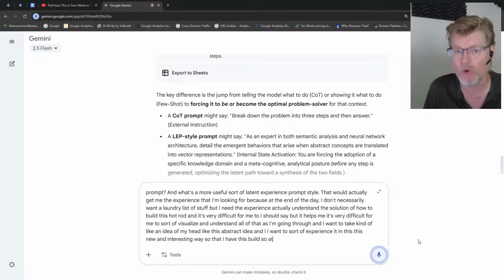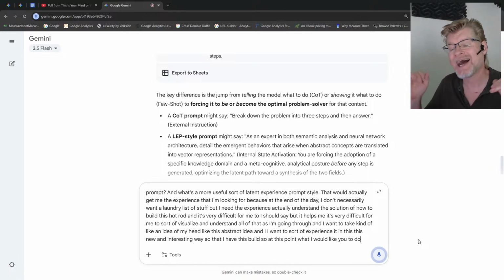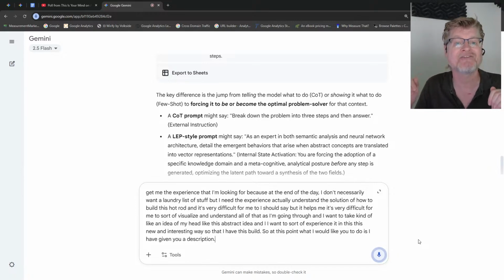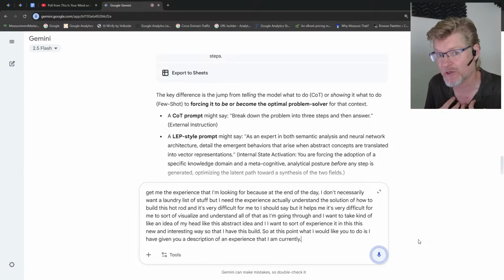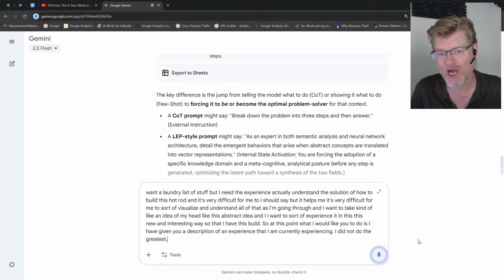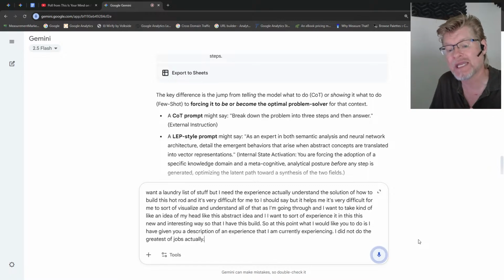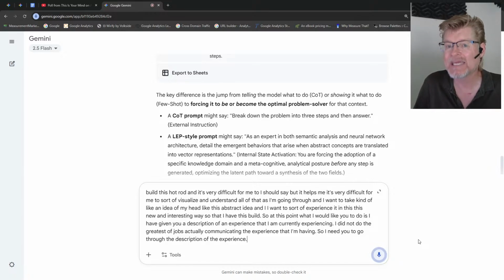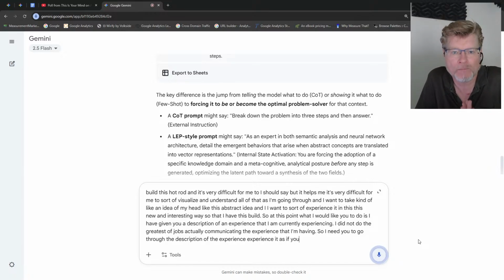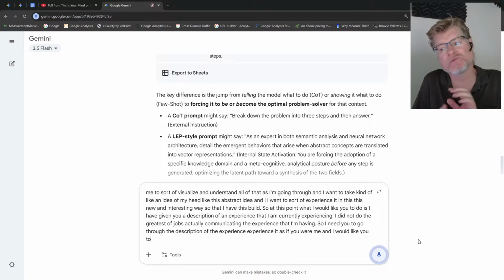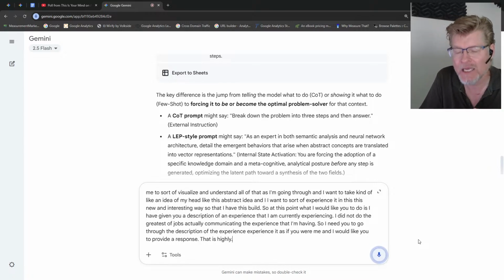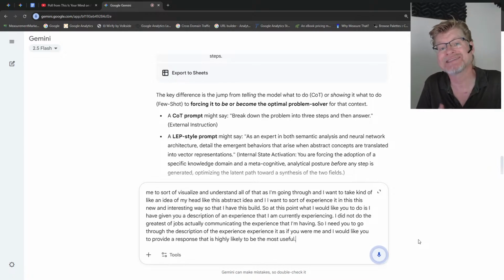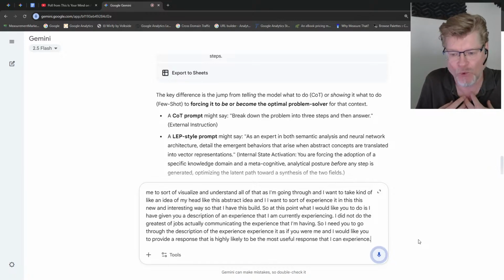So at this point, what I would like you to do is, I have given you a description of an experience that I am currently experiencing. I did not do the greatest job actually communicating the experience that I'm having, so I need you to go through the description of the experience as if you were me, and I would like you to provide a response that is highly likely to be the most useful response that I can experience at this point.